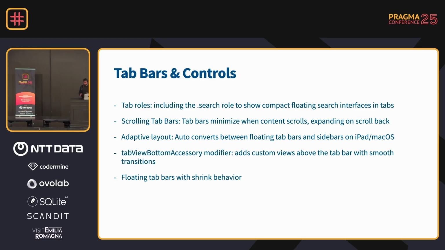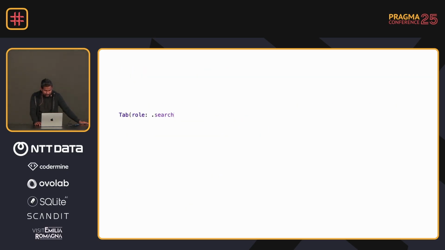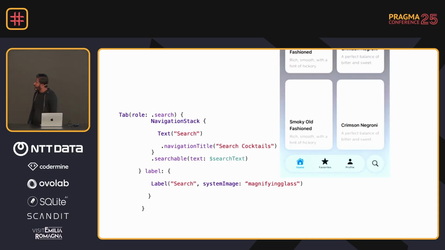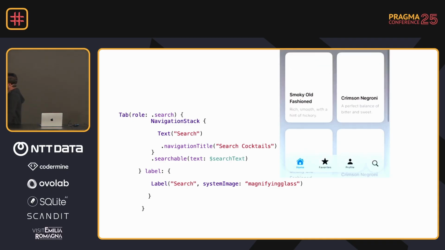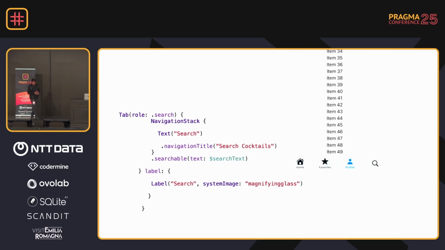And also, you can use the tab bar shrink behavior and the liquid glass magnifying effects when you use the tab bars. So let's see how it works in a practical example. When we use the tab search, it will give you a dedicated search control like this. So this is like the morphing example, if you have the tab.